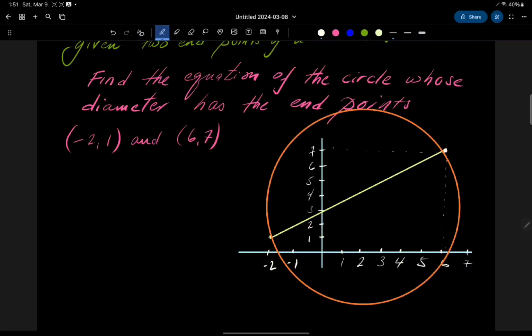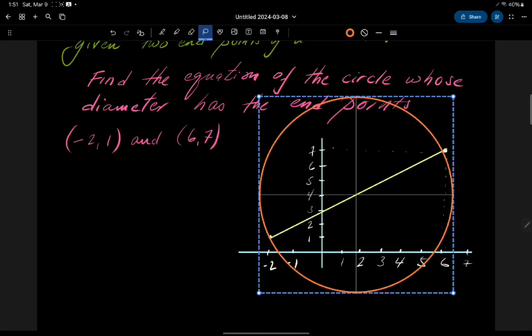So if this is the diameter, which doesn't look like the circle is in the right place, let's just move it up a little bit. This looks a bit more like it.